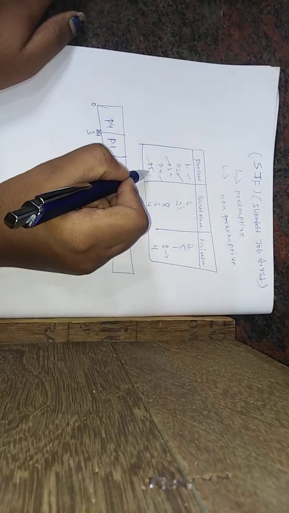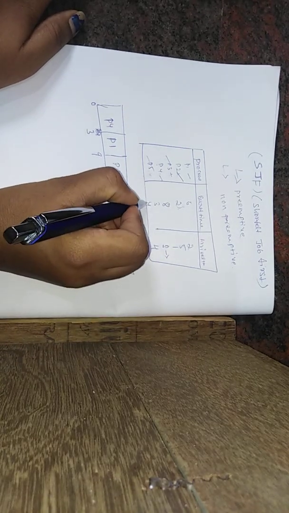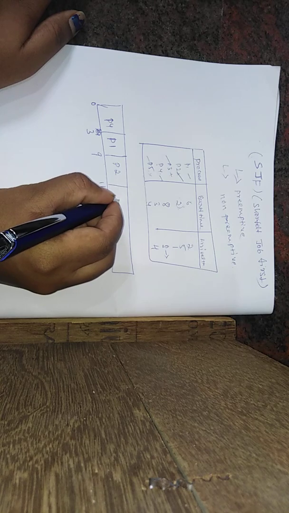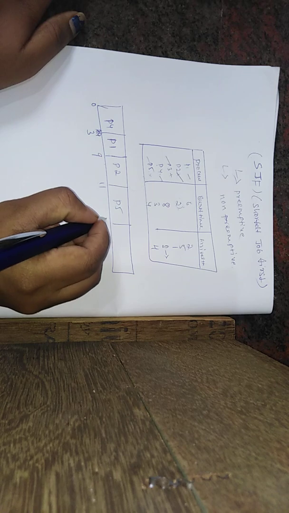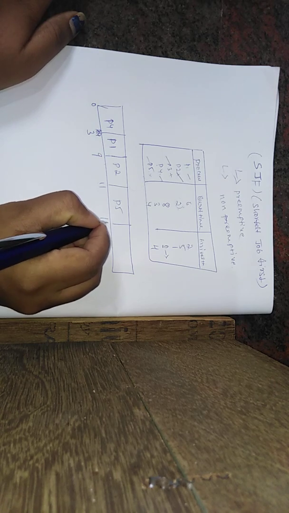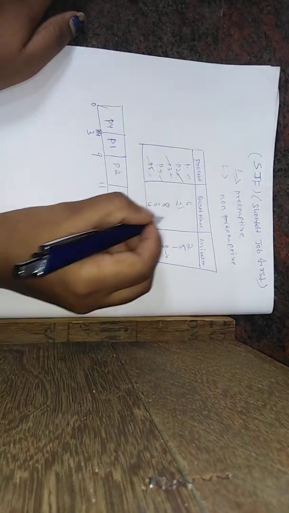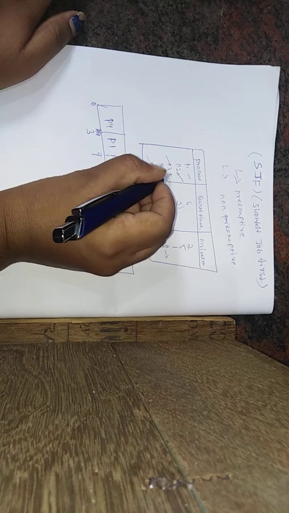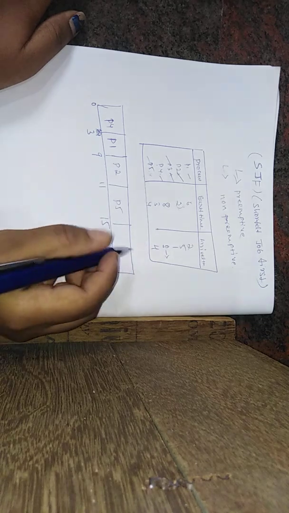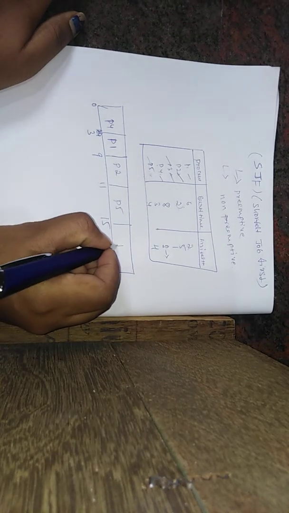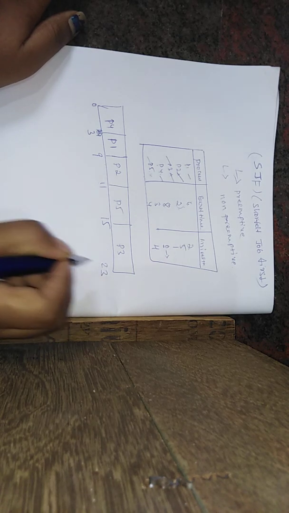Between P3 and P5, which is the smallest? P5 is the smallest, so we take P5. P5 burst value is 4. 11 plus 4 is 15. Then which one remains? P3, this one is the last one. P3 value is 8. 15 plus 8 is 23.